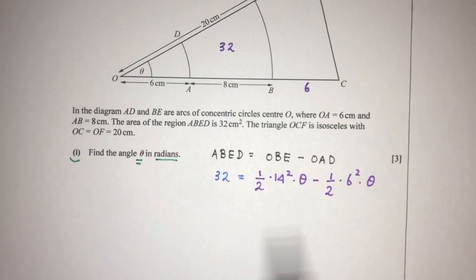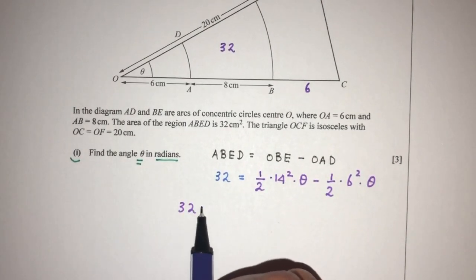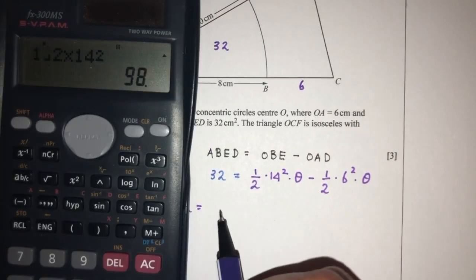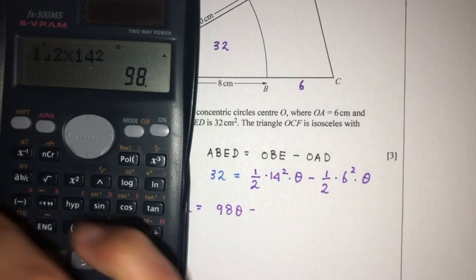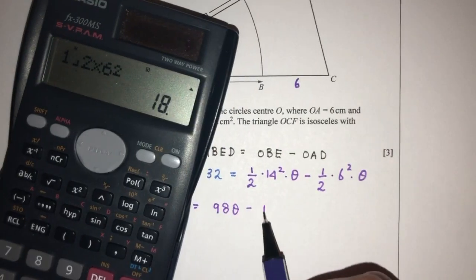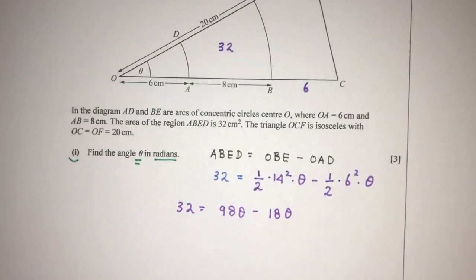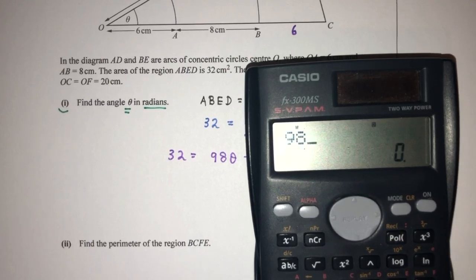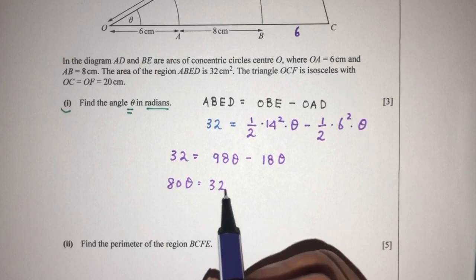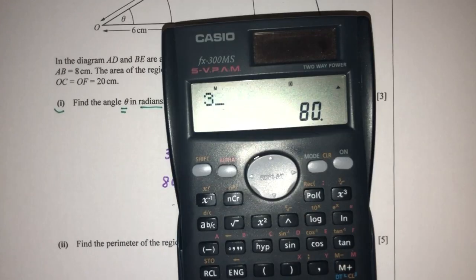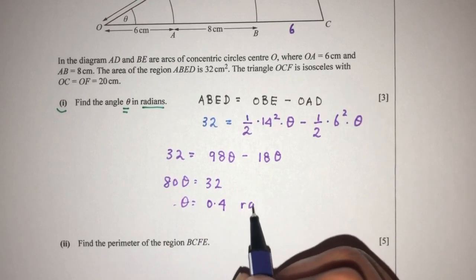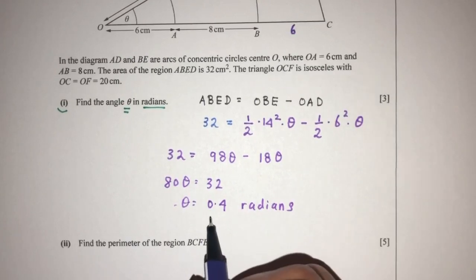Simplify. So that will be 32 equals half times 14 squared, that will be 98 theta, minus half times 6 squared, that will be 18 theta. Okay, now let's simplify. What do we have? 98 minus 18, that should be 80, theta is 32. So theta has to be finally 32 divided by 80, that should be 0.4 radians. And this is your answer for part 1 of the question.